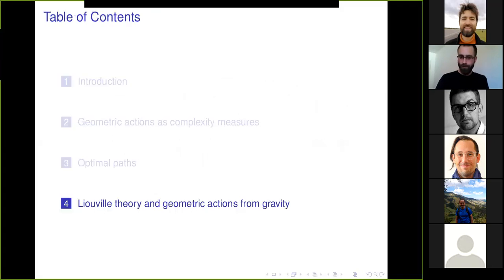Okay, so much for the optimal path. Now let me get back a bit more to geometric actions and also gravity theory. As I said in the beginning, one of the motivations for this work was that geometric actions also appear in gravity theory, and another motivation is the fact that the sum of two geometric actions is in some sense equivalent to Liouville theory. And Liouville theory also makes an appearance in another complexity proposal from path integral optimization. And I will now review the connections between all of these things.